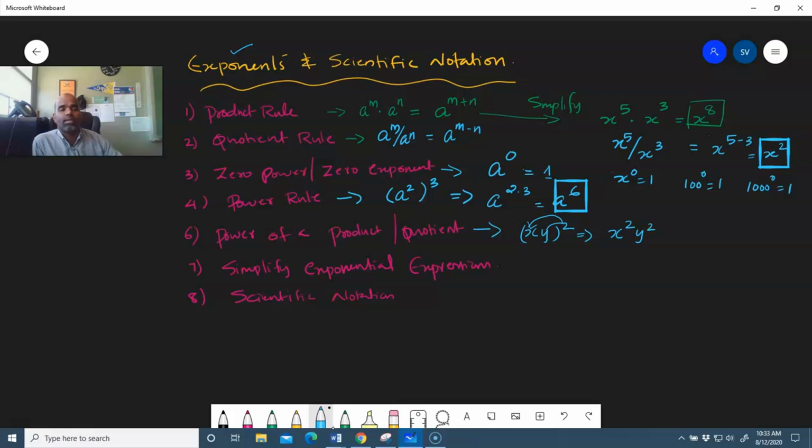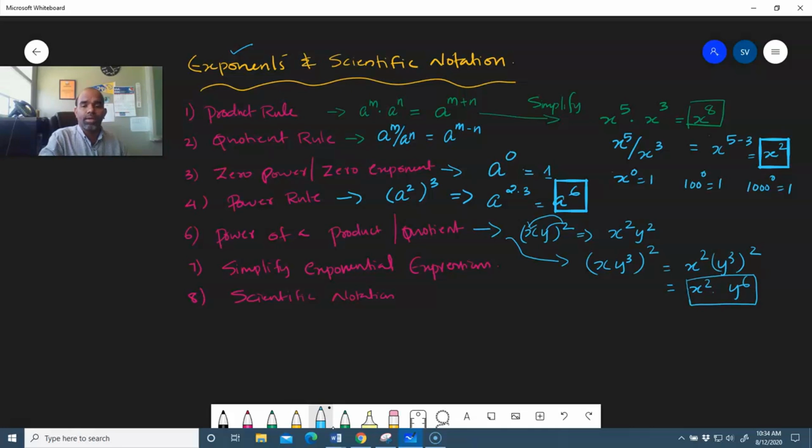And some questions will cause some confusion, like this: (x y to the power 3), the whole to the power 2. So basically you can distribute the exponents, as I said here. So this will be x to the power 2, y to the power 3 to the power 2. You need to use the above rule, that means the power rule. So that is x to the power 2 and y to the power 3 times 2 is 6. So this will be your answer.